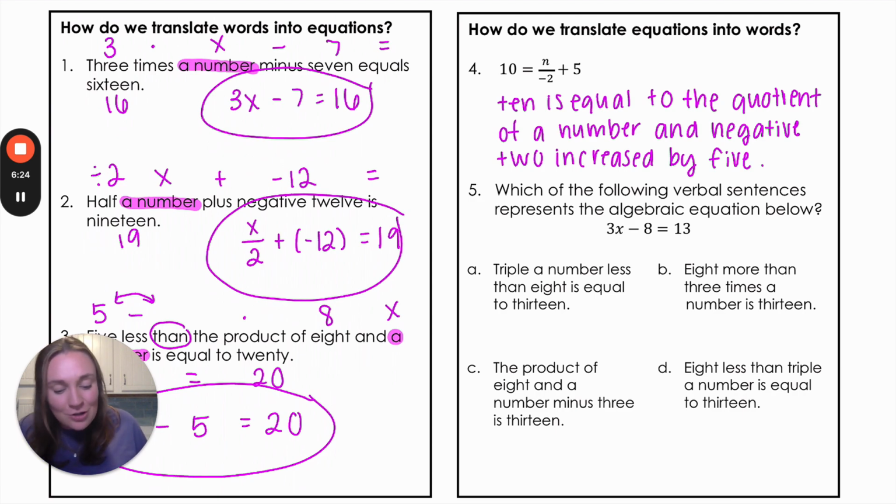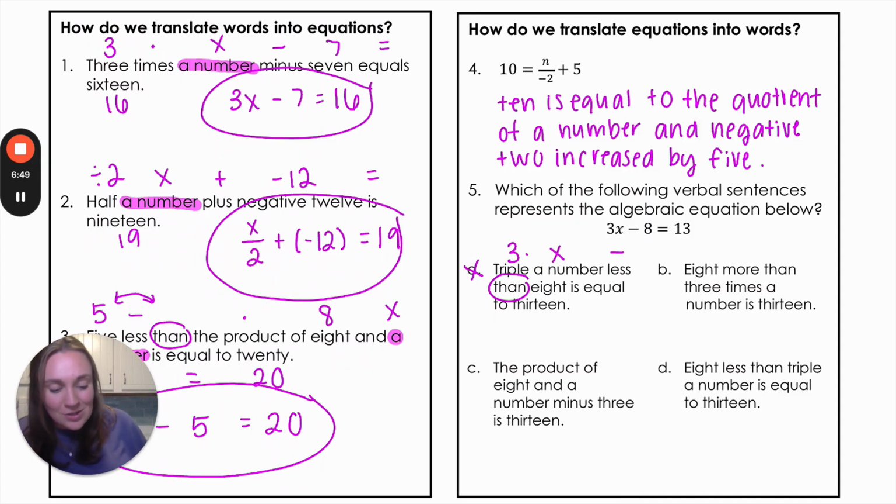So A, triple a number would be 3 times a number, which is our x, right? Less tells us to subtract, and then than is our switch word. So I'm going to have 3x minus, right? But now if I switch it, I'm going to have something minus 3x. But if you notice in this equation, that 3x really should come first. So because of that switch word, A is out as our option.